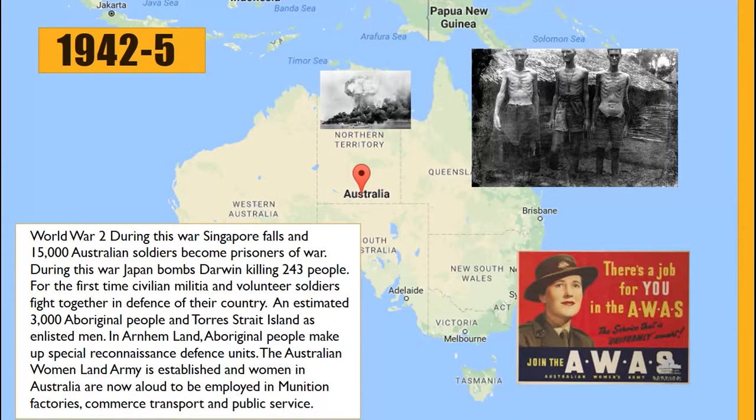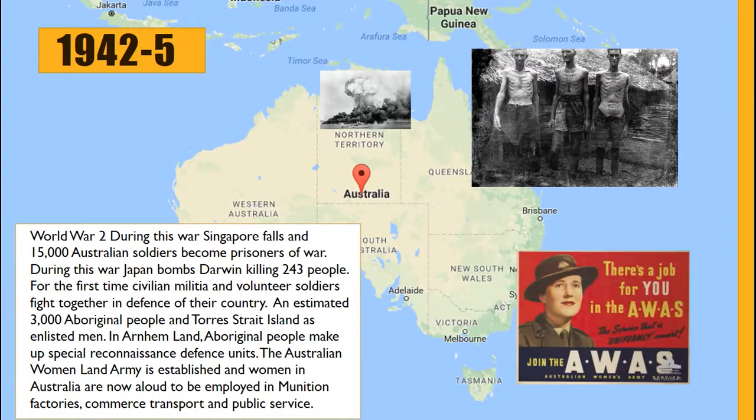From 1942 to 1945, World War II takes place, and during this time of our involvement in the war, Singapore falls and 15,000 Australian soldiers become prisoners of war. During this war, Japan bombs Darwin, killing 242 people. For the first time, civilians, militia, and volunteer soldiers fight together in defense of their country.